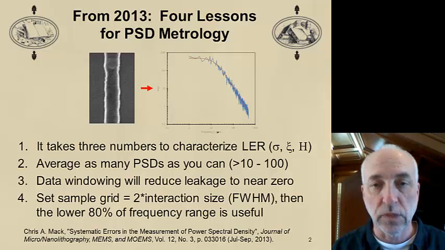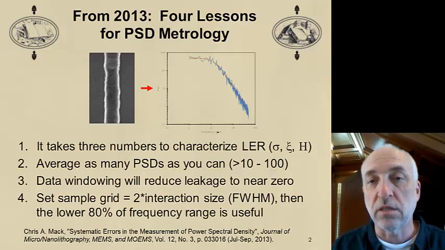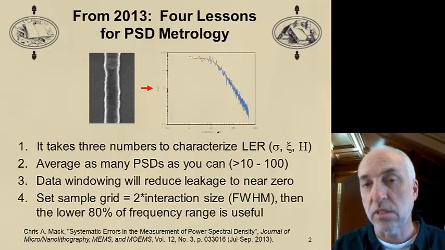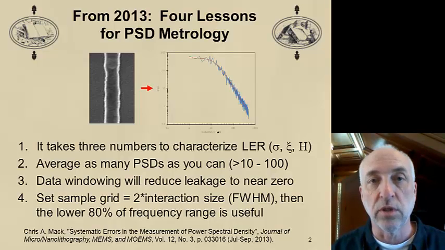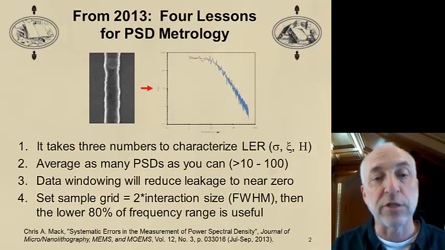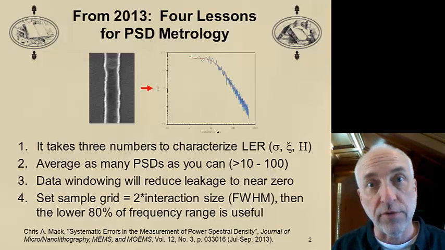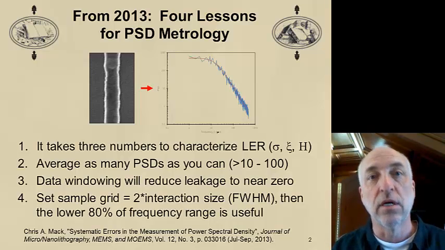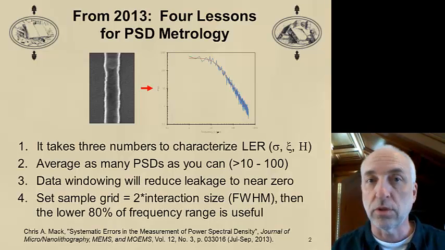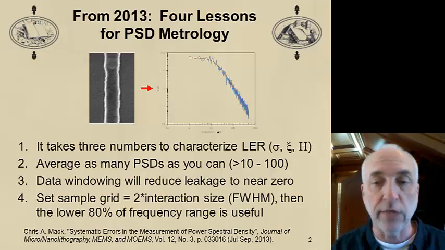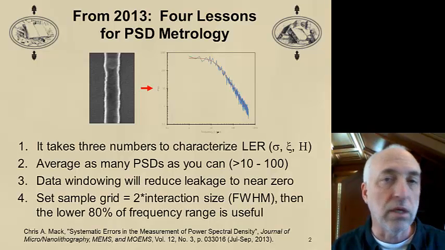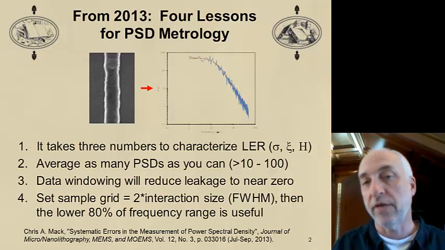Measuring PSDs is a very noisy business, and therefore to get reasonable statistics we need to average as many PSDs together as we can. The best results I've seen are well over 100 PSDs averaged together. I've seen people publish results in the 200, 250 range, and that produces some pretty good PSDs. If you only take one or a handful of PSDs, you're going to have a very noisy result.